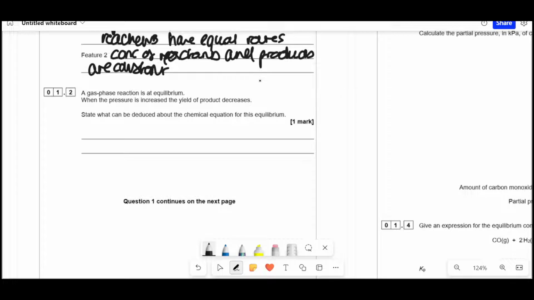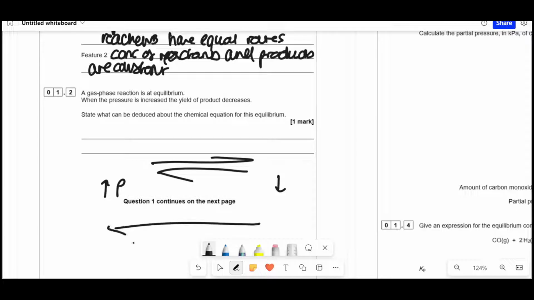So a gas phase reaction is at equilibrium. When the pressure is increased, the yield of the product decreases. So instead of trying to be a giga gigantic brain trying to figure out an answer, just have a sec to think. It's telling you you've got this equilibrium, and what's happening is that when you increase the pressure, the product on this side is decreasing. So that must mean that the equilibrium is shifting more that way.